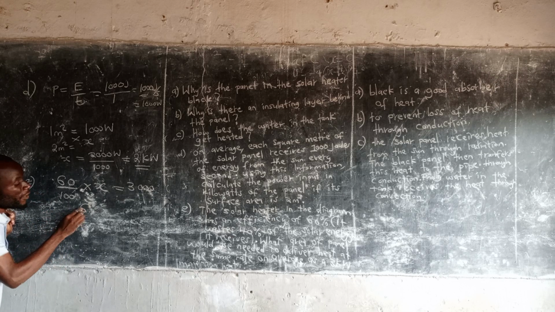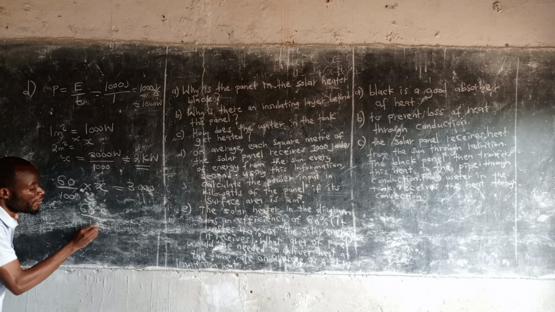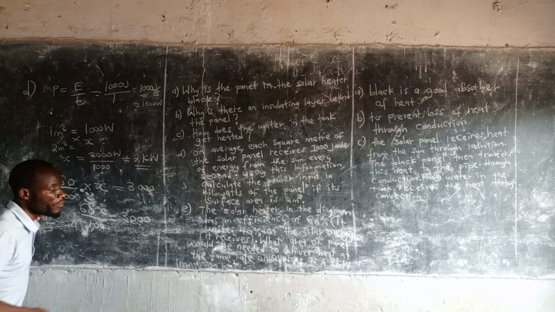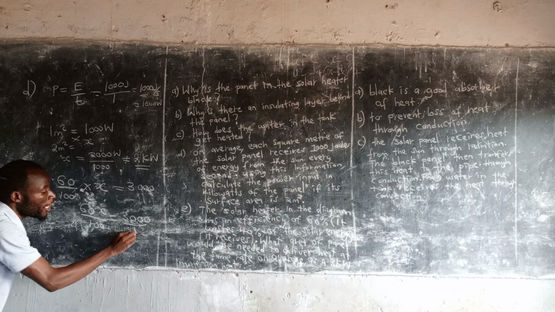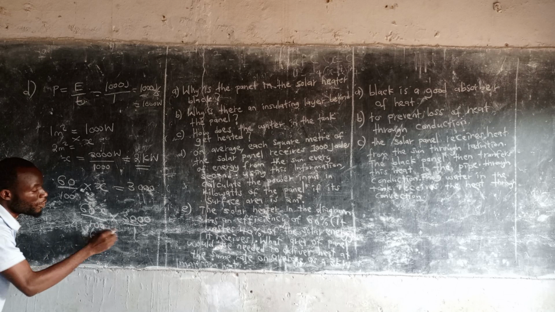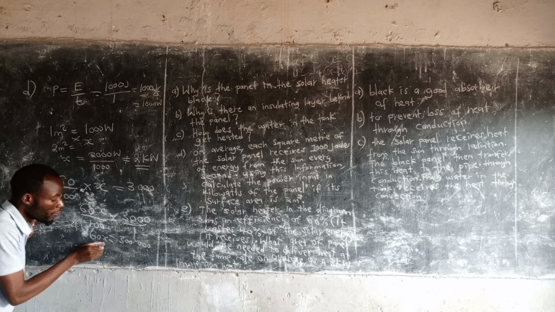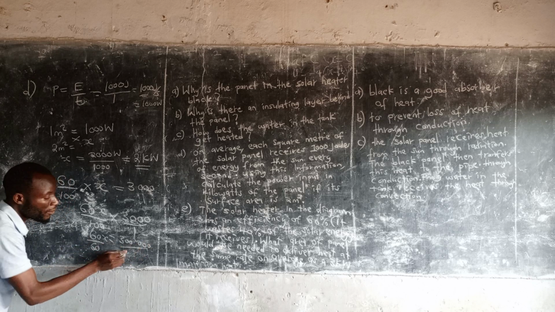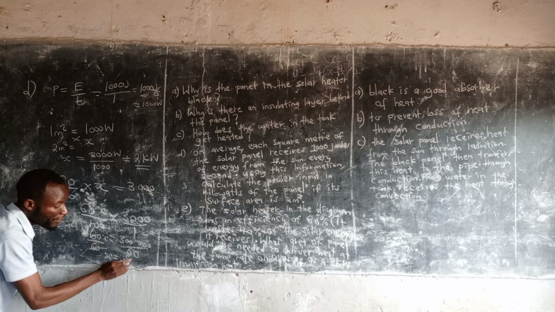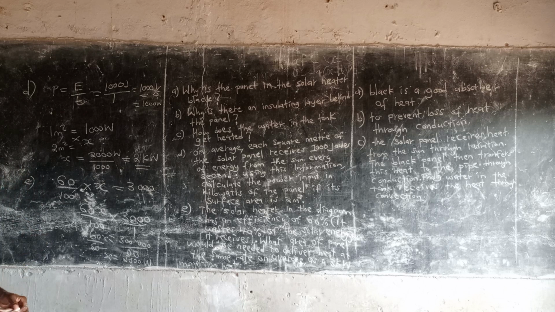Now, 60 times x is 60x, not so? Yes. This is just 100. This is equal to 3,000. So this is over 1. We can cross multiply, and now we are going to have 60x is going to be equal to 100 times 3,000, that is 300,000, not so? Yes. We divide both sides by 60. How much are you having? If you're having 5,000, you're right. 5,000 watts. Are we together?